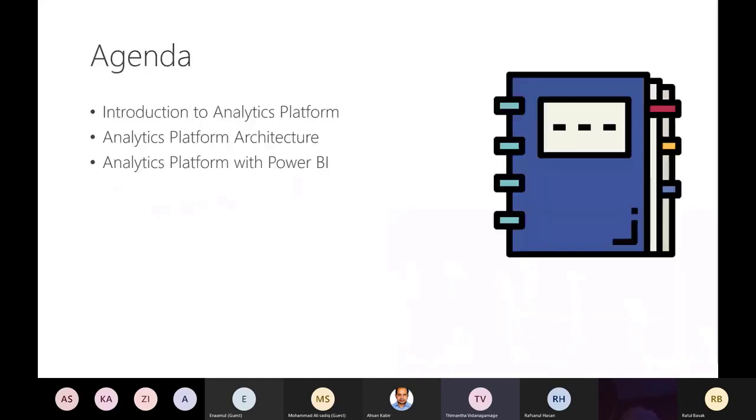Moving into the agenda for today, firstly, I will take you through some basics of an analytics platform. Later on, we look at the architectural aspect of an analytics platform. And finally, I'll be wrapping up this session by demonstrating how you can get started with an analytics platform in Power BI.